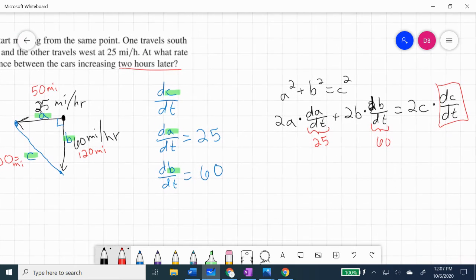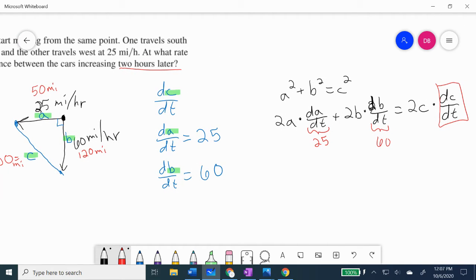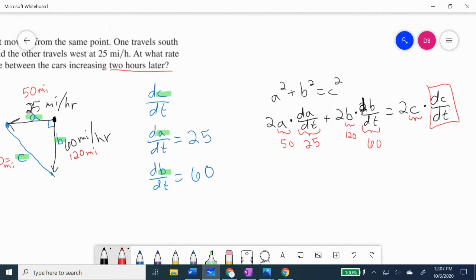Okay. So now that we have A equal to 50 and B equal to 120 and C equal to 130. I'm also going to save myself a little bit of breath and divide by 2 all across the board. And I can also save myself a little bit by dividing by 10 to each term. And let's see what we get for dC/dt.